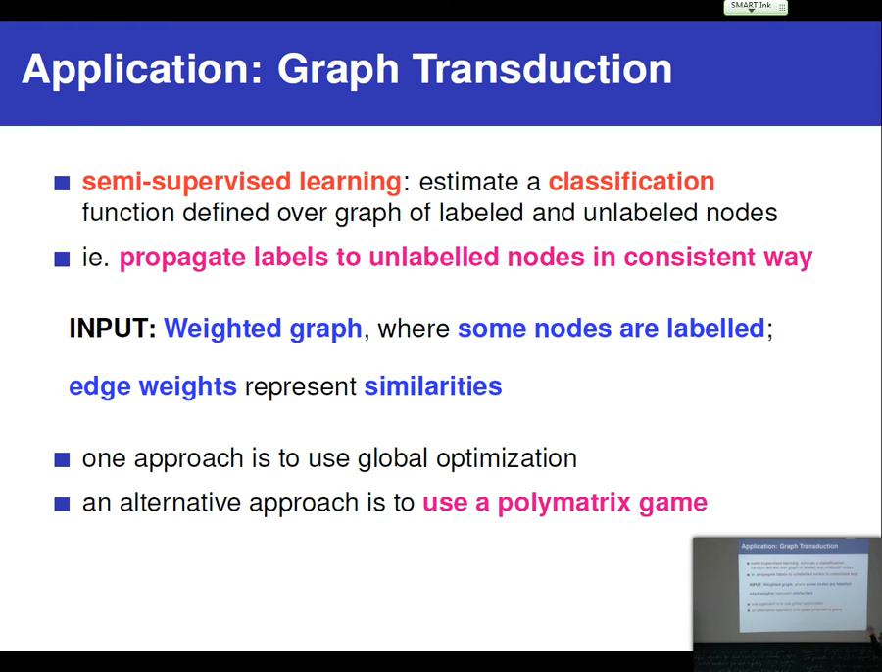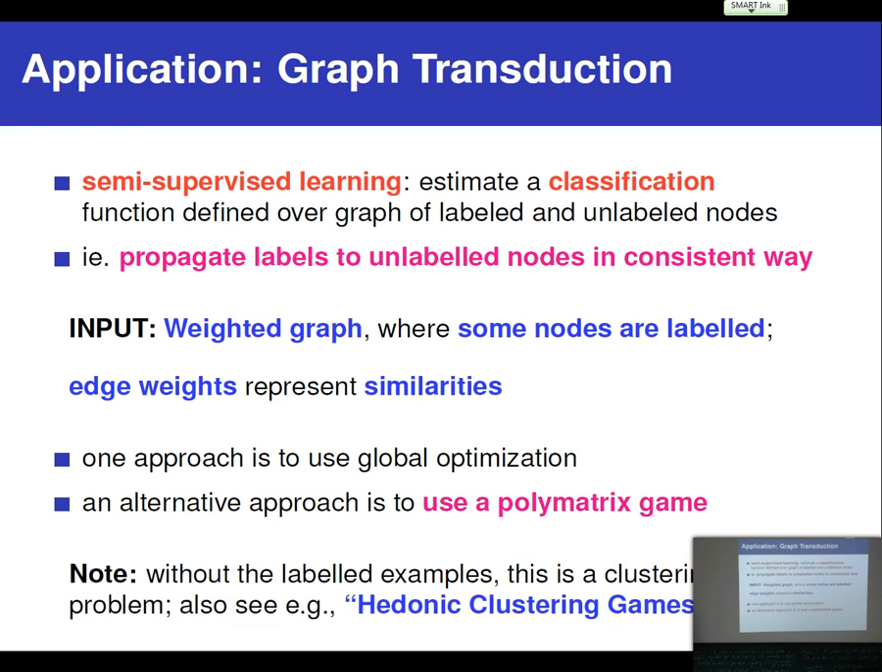An alternative in the literature is to use a polymatrix game. I noticed if you didn't have the labels, if you didn't have the ones where you were given a class, an actual label, this would be like a clustering problem. What are these labels? Something like numbers? So think of a finite set of classes. In a classification problem with 2 classes, it might be spam and not spam. But now imagine you have 20 of these classes.